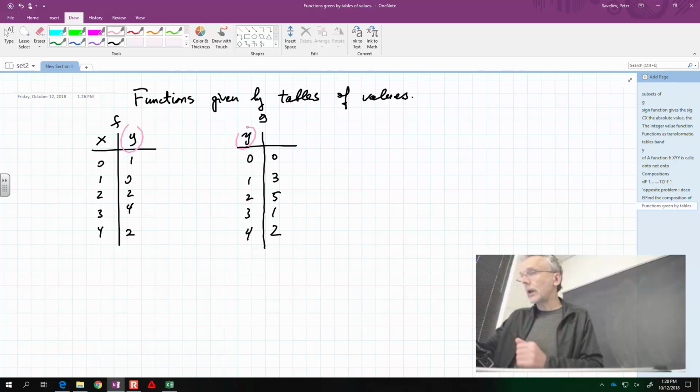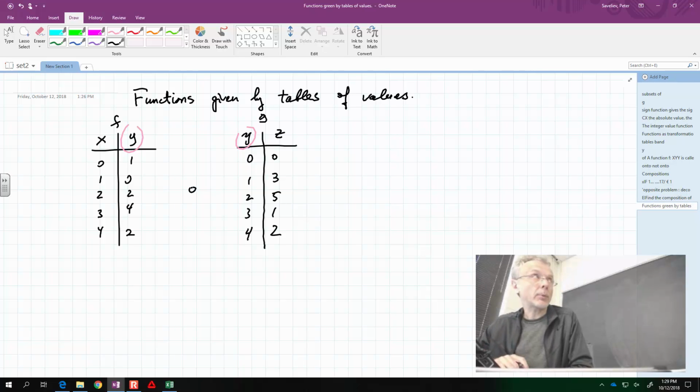But that's okay. I also named the third variable z. That will be the output of what? Of the composition. So I put that circle over there to indicate that we have two functions, and now we want to produce a composition.